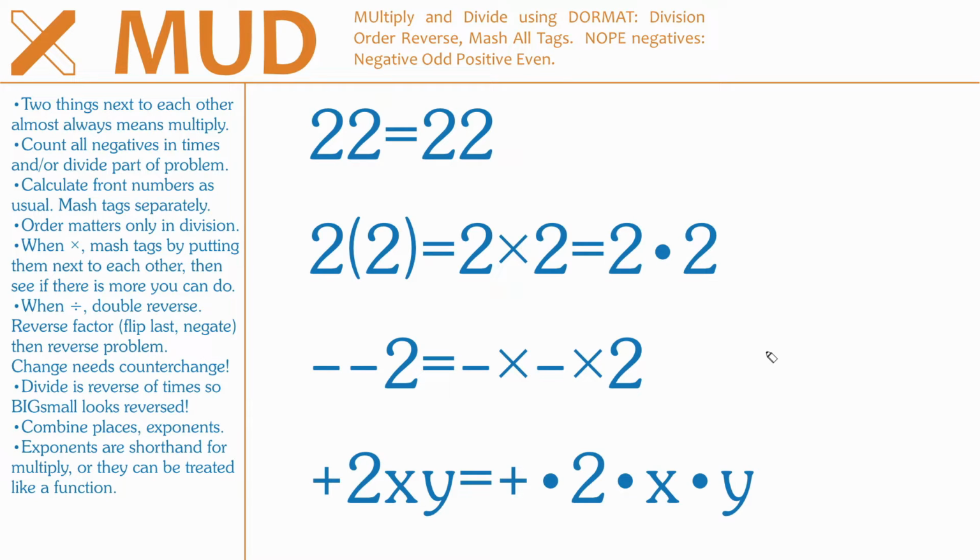Multiply and divide. Before we get into it, we need to go over just a little bit of geek stuff. Right here, two things next to each other almost always means multiply. So we look at our first example, 2 next to 2, that means 22. Doesn't mean multiply. That's why I say almost always. So 22 equals 22. No surprises there.